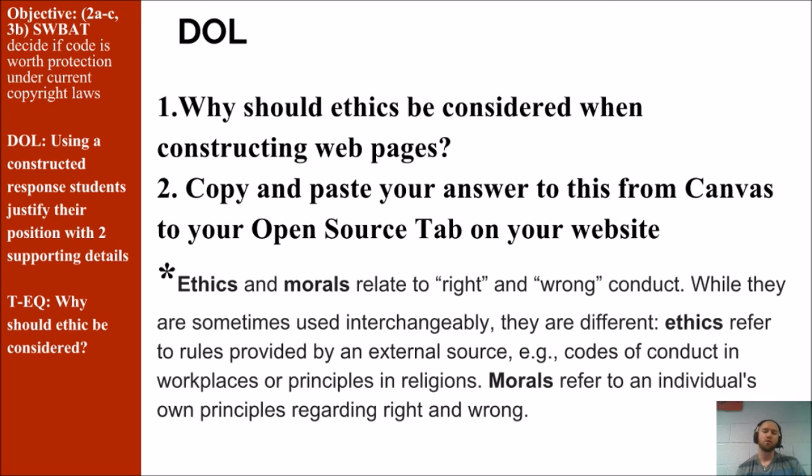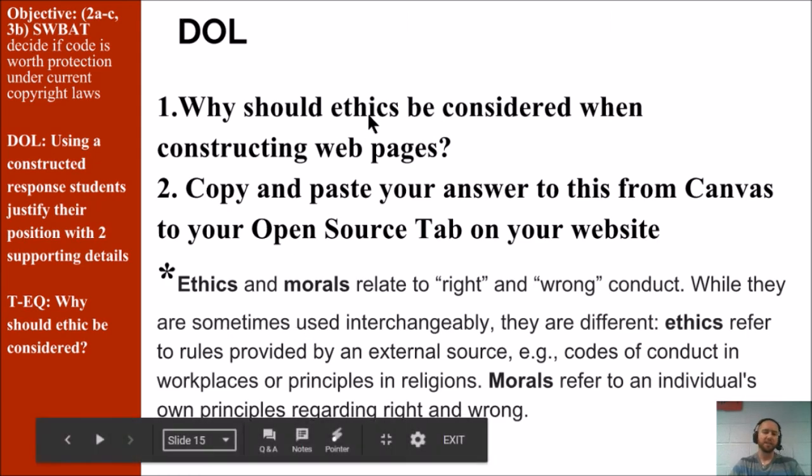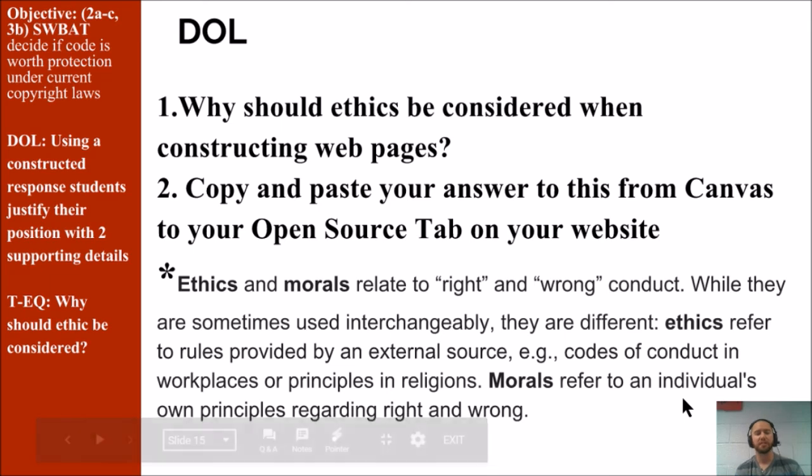So ethics and morals relate to right and wrong conduct. I thought I'd define ethics a little further for number 1. It says, while they are sometimes used interchangeably, they are different. Ethics refer to rules provided by an external source, for example, codes of conduct in workplaces or principles in religions. Morals refer to an individual's own principles regarding right and wrong. So think about that. There is the difference between ethics and morals.